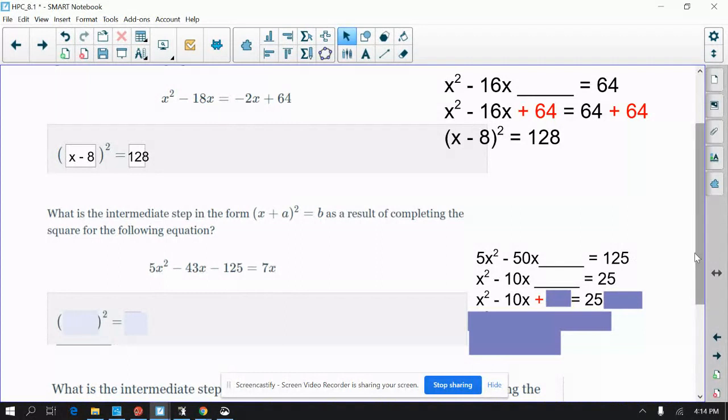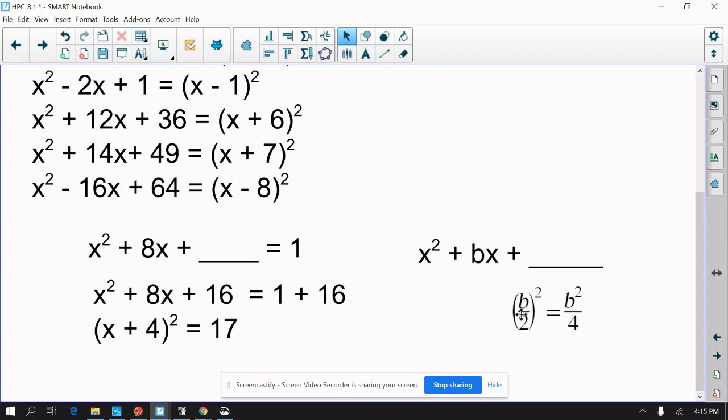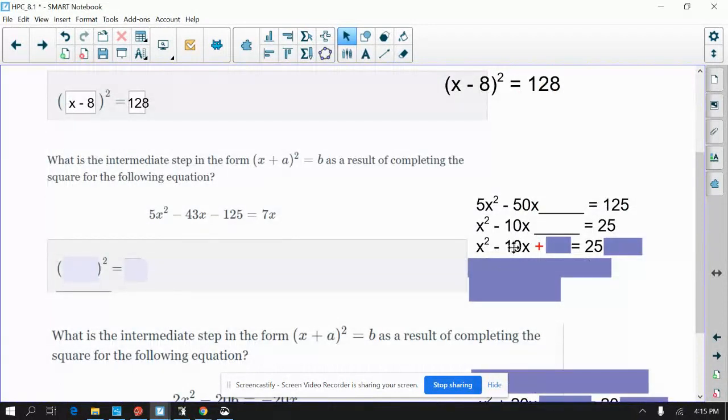Now I complete the square. I divide negative 10 by 2, I cut it in half, and that makes it negative 5. And if I square negative 5, I get 25. Remember, the key is to take half of b and then square it, which is also equal to b squared over 4. Whichever one is easier for you to remember, these two things are the same thing. So half of negative 10 is negative 5. If I square that, I get 25. Got to do it to both sides, keep the balance. So 25 plus 25 equals 50.